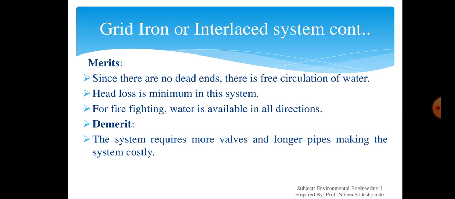So it requires more number of valves and longer pipes, so the cost of the system increases, and the calculation of the diameter of pipe and pressure at the point is not so easy. So these are the demerits of the grid or interlace system.